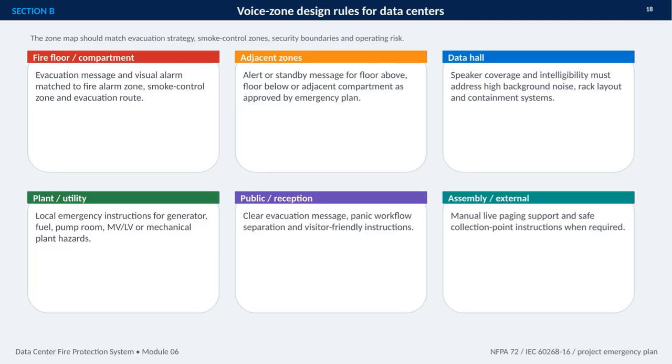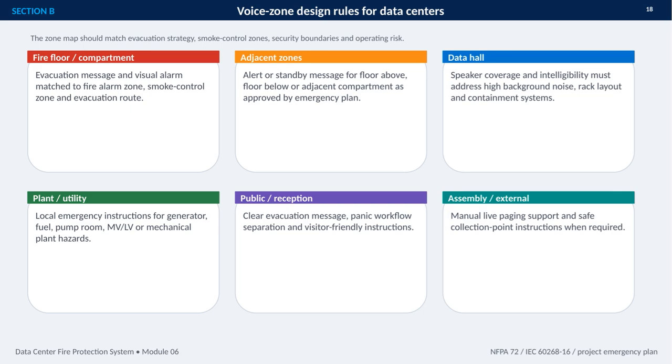This slide sets out the voice zone design rules for a data center, where the audio system must support the emergency strategy rather than operate as a separate layer. The key principle is that the zone map must align with evacuation strategy, smoke control zones, security boundaries, and operating risk. In the fire floor or compartment, the evacuation message and visual alarm should match the fire alarm zone, the smoke control zone, and the intended evacuation route.